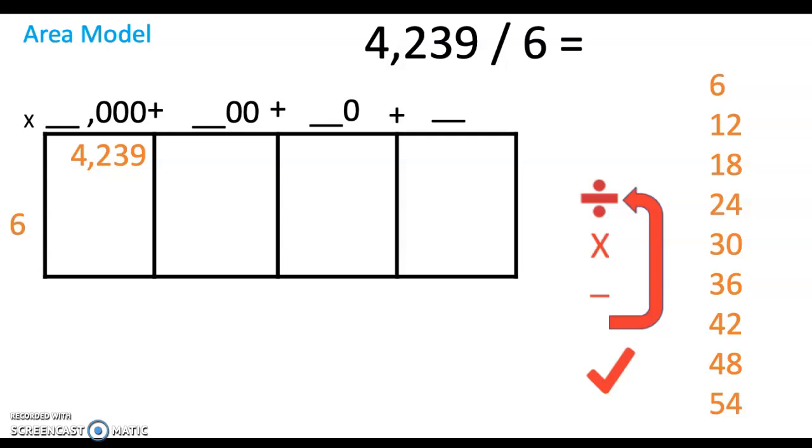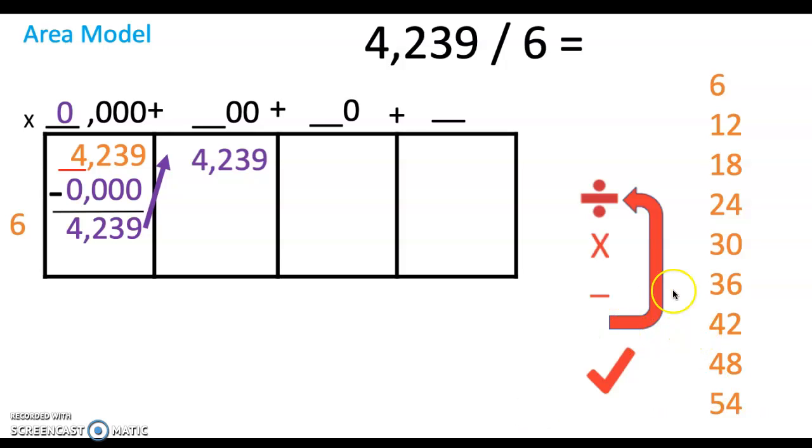So let's start at our first step of divide. We're going to start in our first place value, the thousands place. We have 4 babies and 6 people, so we need to divide. The closest we can get to 4 without going over is actually 0. So everyone would get 0 babies. 0 times 6 is 0. When we subtract, we still have 4,239 that we'll take into our next place value.